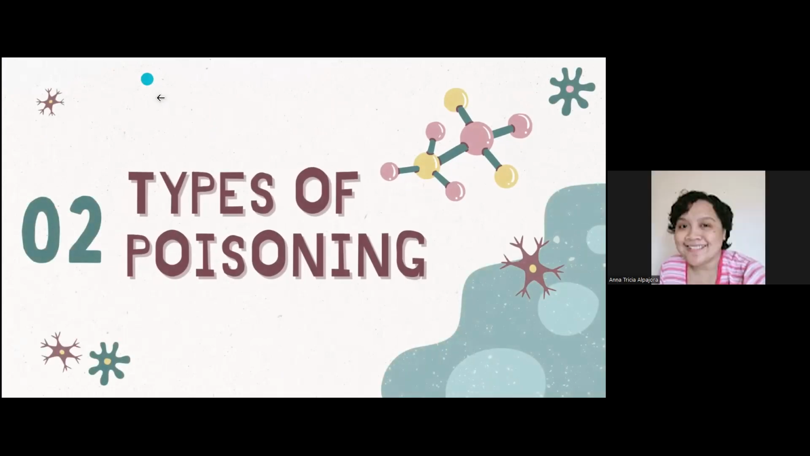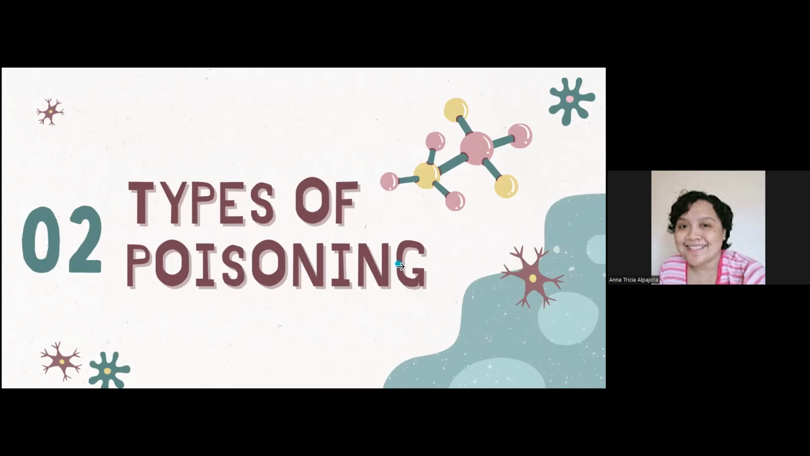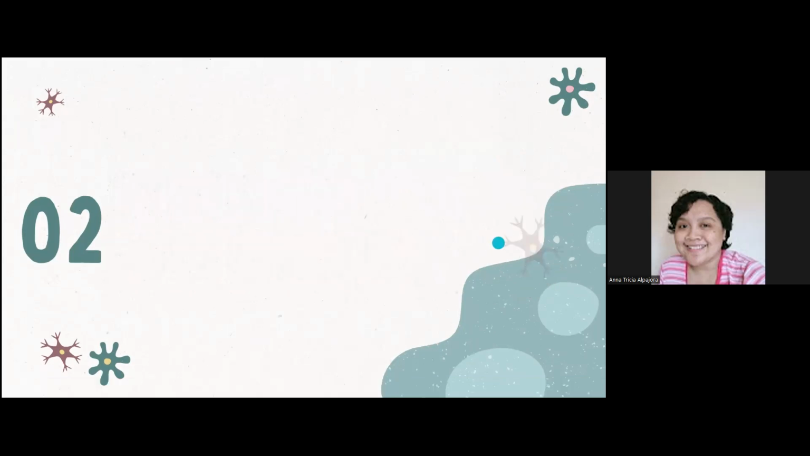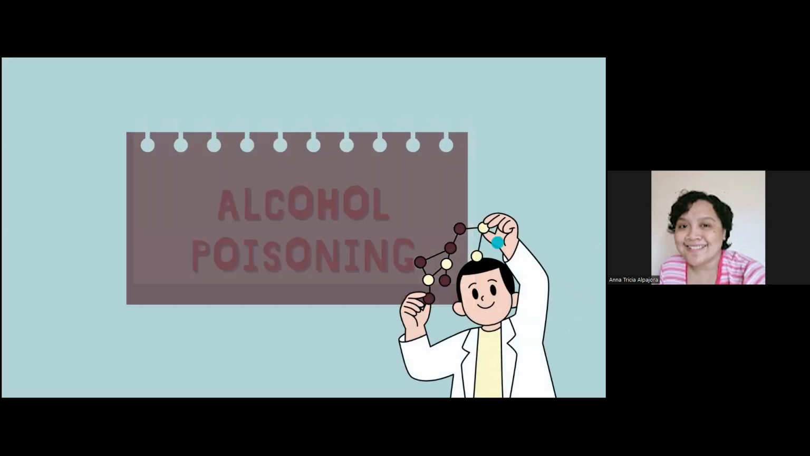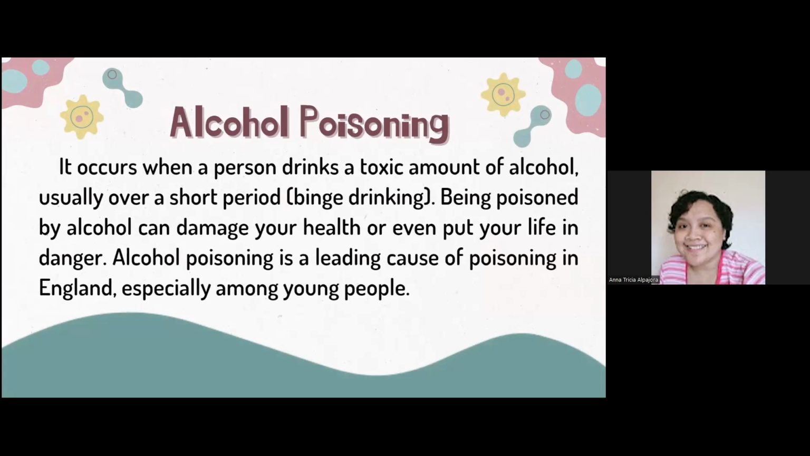So next. Now we will be discussing some of the types of poisoning. So first, we have the alcohol poisoning. So alcohol poisoning is typically occurring when a person drinks a toxic amount of alcohol, usually over a short period of time, and being poisoned by alcohol can damage your health or even put your life in danger. Alcohol poisoning is a leading cause of poisoning in England, especially among young people.